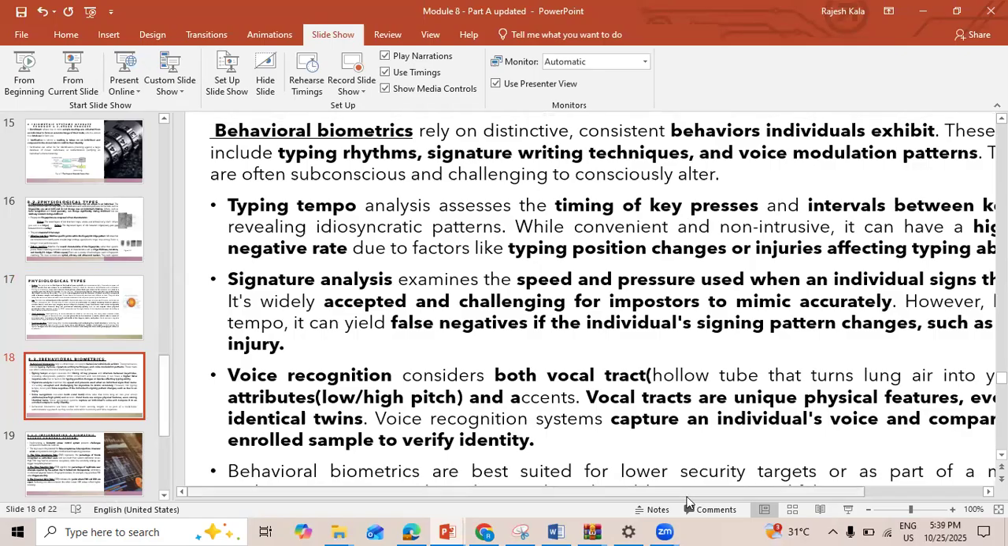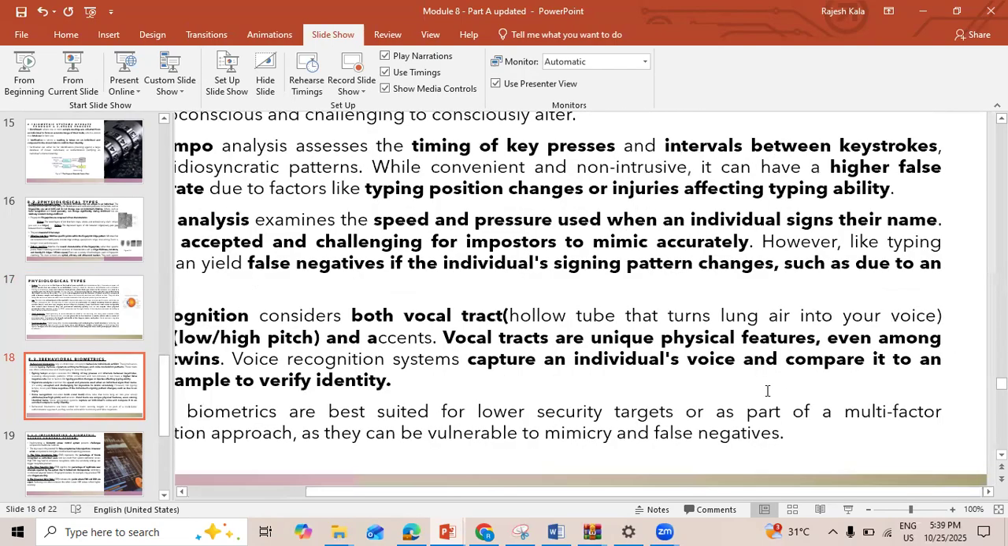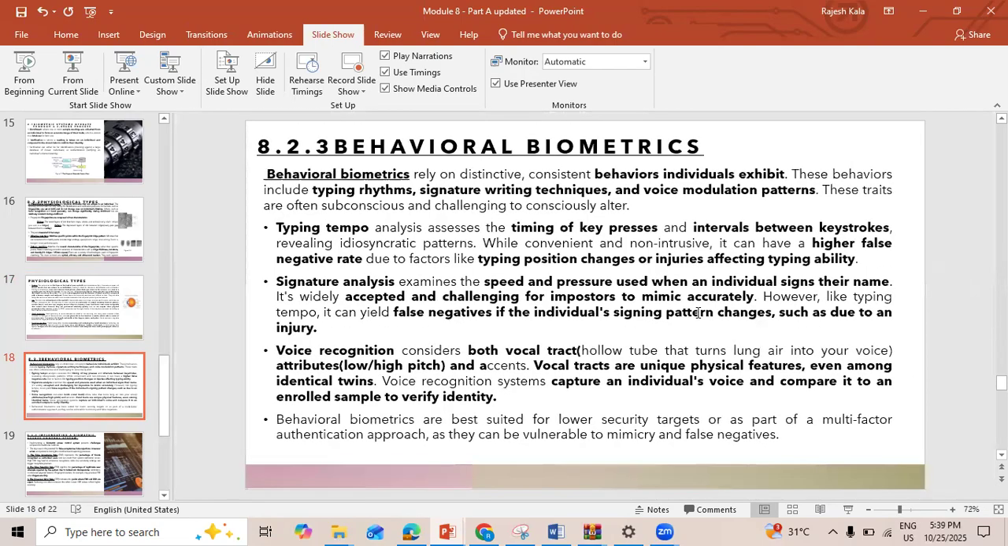What is the interval between keystrokes? Somebody will take some time for pressing characters, so based on that. Then we have signature analysis. Signature analysis means how fast and with how much pressure he puts the signature, so how much ink is coming out to put that signature.